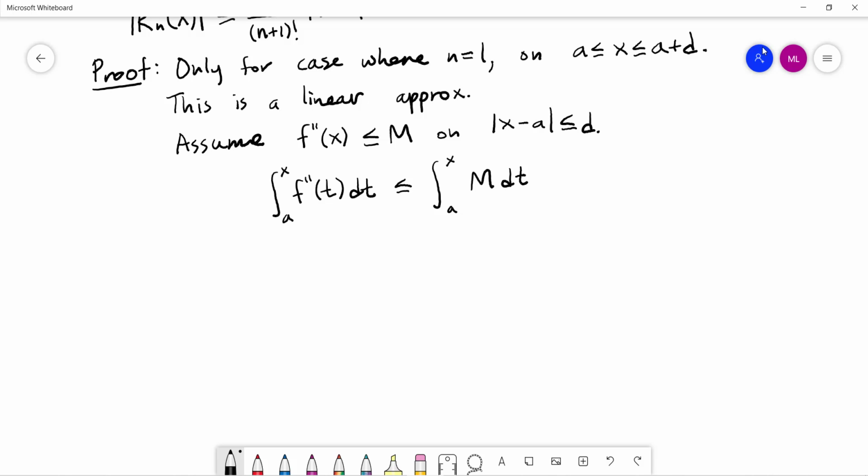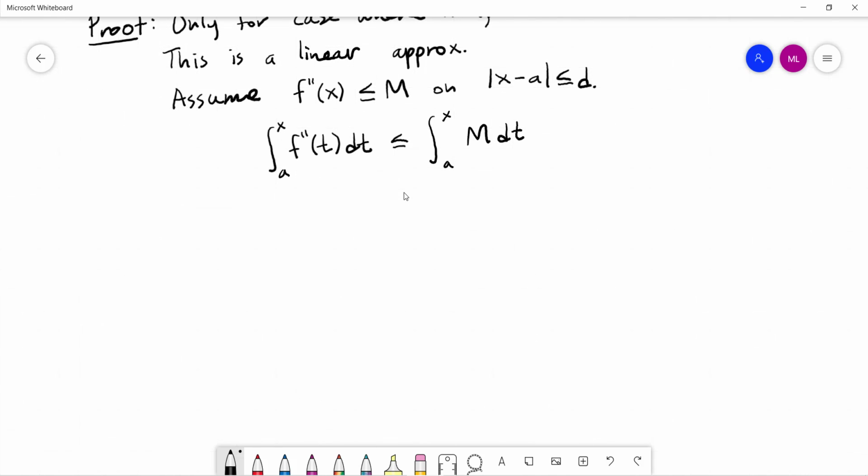So if we integrate both sides of this, on the left we're integrating a second derivative, and the result is that we get a first derivative. And we can plug in the two bounds. We'll get f prime of x minus f prime of a when we evaluate the integral at the two bounds, and that's going to be less than or equal to this other one over here.